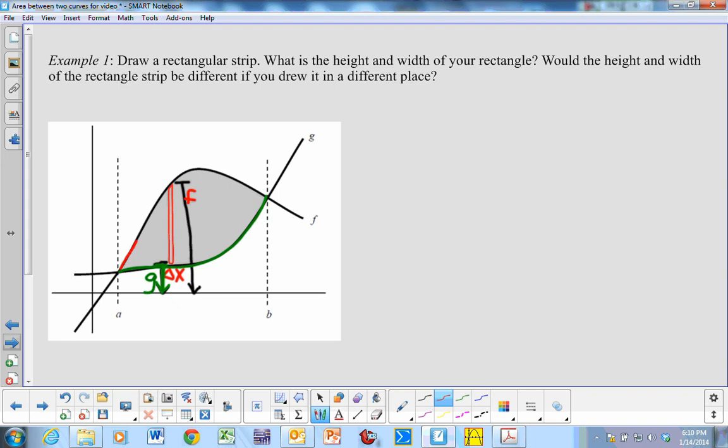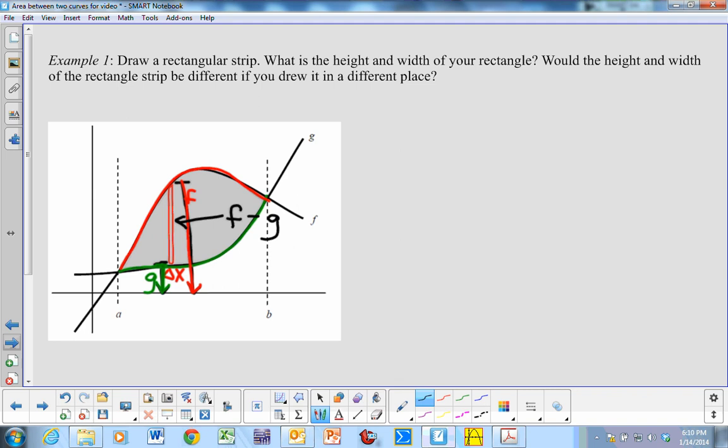So the top of your rectangle is always going to be f, and that's going to go all the way down to the x-axis. And the bottom of the rectangle is going to be the bottom function down. And so my height here in the middle would be the top function f minus the bottom function g. And that's going to be how tall my rectangle is.